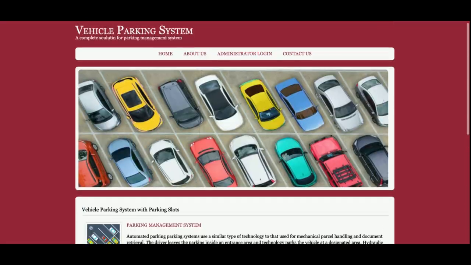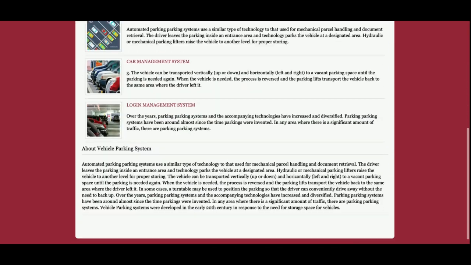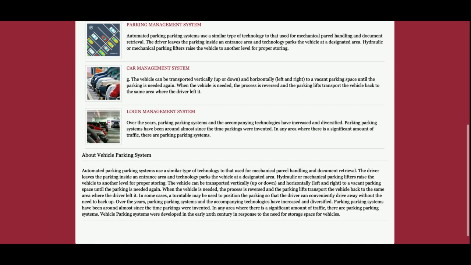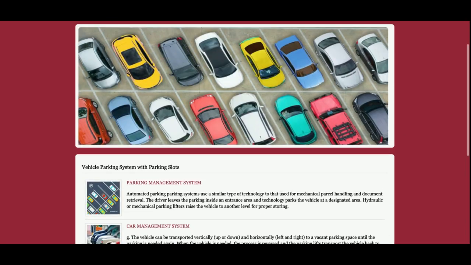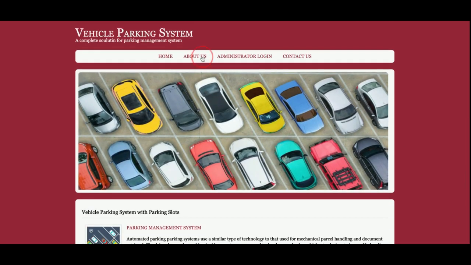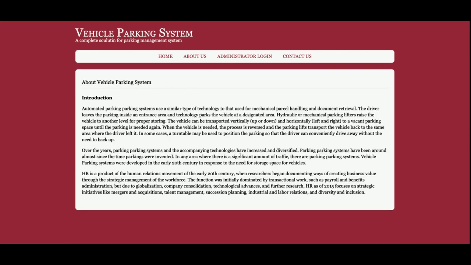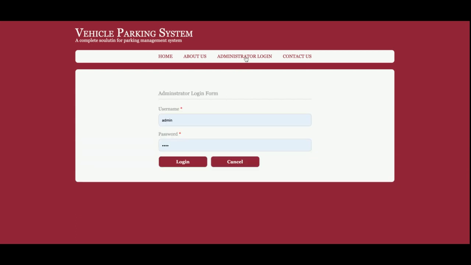You can see this is the home page, right? All of the contents are static, and if you want to change the content, then you can do it directly from the index.jsp page. This is about us, about the project. It's also a static page, and if you want to change the content, then you can change it from the about us.jsp. This is admin login, and this is a dynamic page.